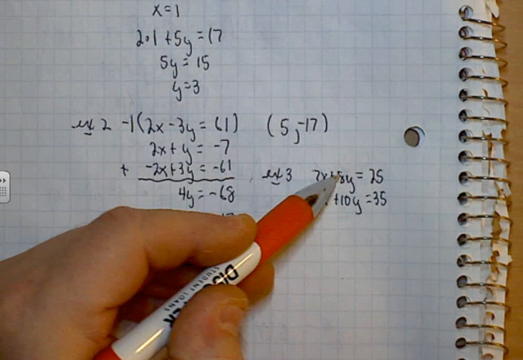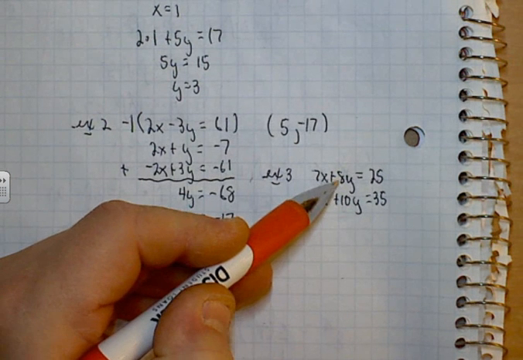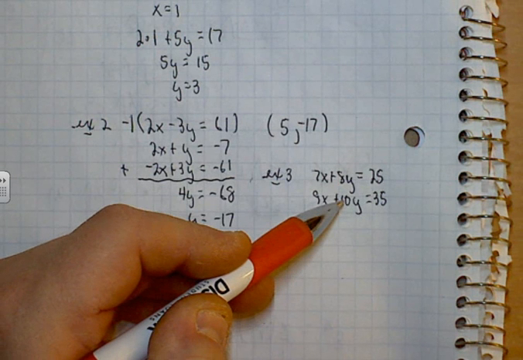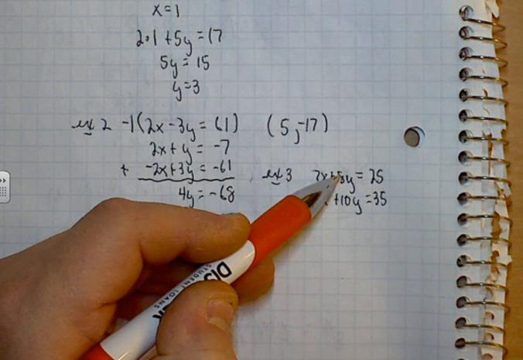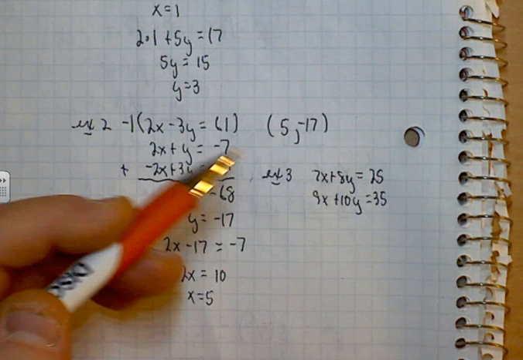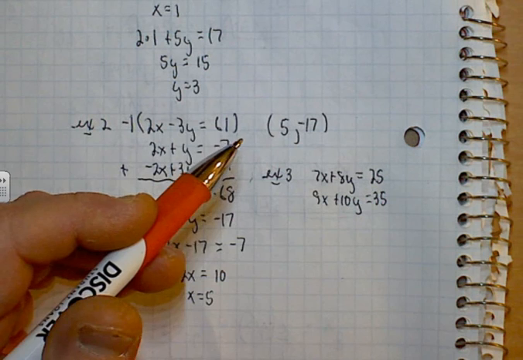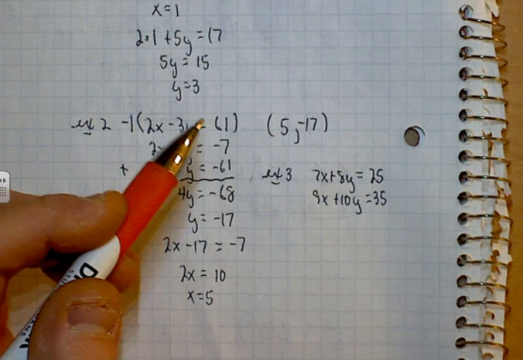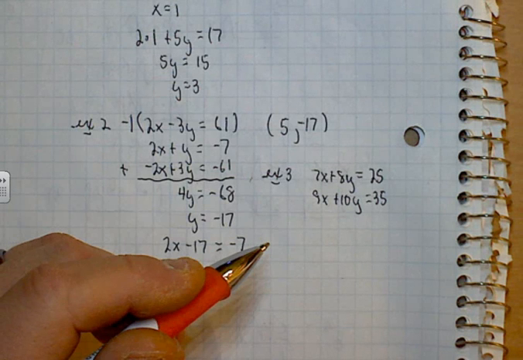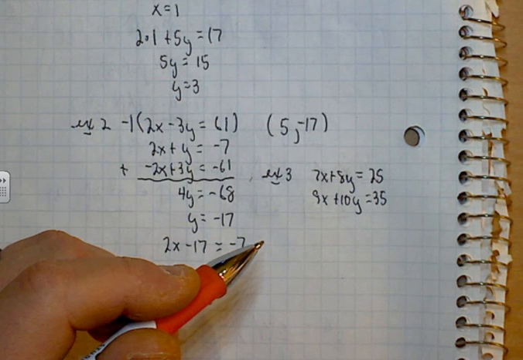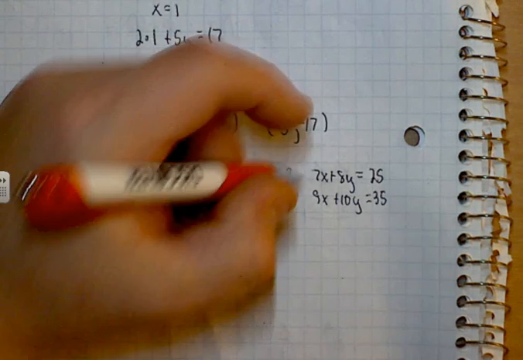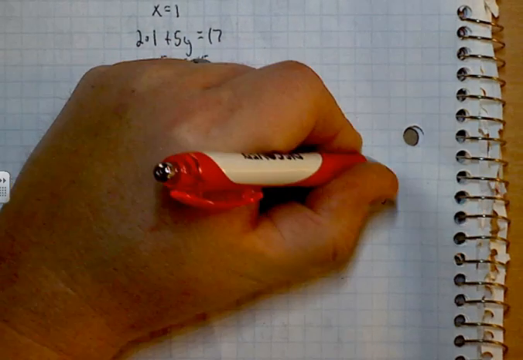Okay, 8 we can't multiply by anything to get 10. We don't want to use fractions. And 10 we can't multiply by anything to get 8. So you have to think about what the least common multiple for 8 and 10 is. The least common multiple, not the greatest common factor. What's the first number that 8 and 10 go into? There's a smaller one. 40? 8 times what is 40?